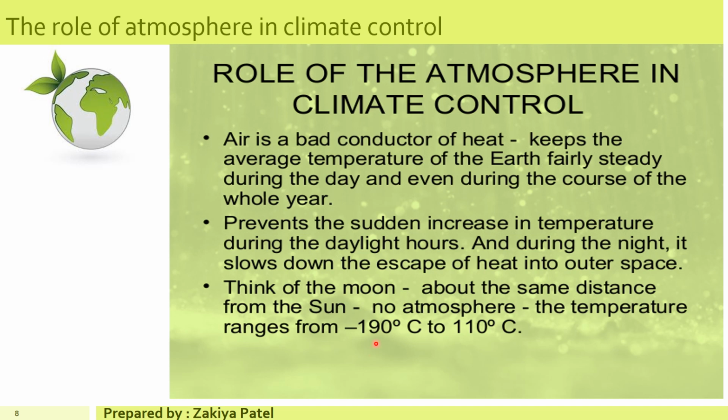At 0 degrees Celsius ice starts forming. So it is minus 190 degrees Celsius. And at 100 degrees Celsius, water starts boiling. So it is 110 degrees Celsius. So why is this kind of temperature range present on the moon? Because of atmosphere. As atmosphere is not present on the moon, that is why we can see this kind of temperature range on the moon. Okay, so this is all about the role of atmosphere in climate control.